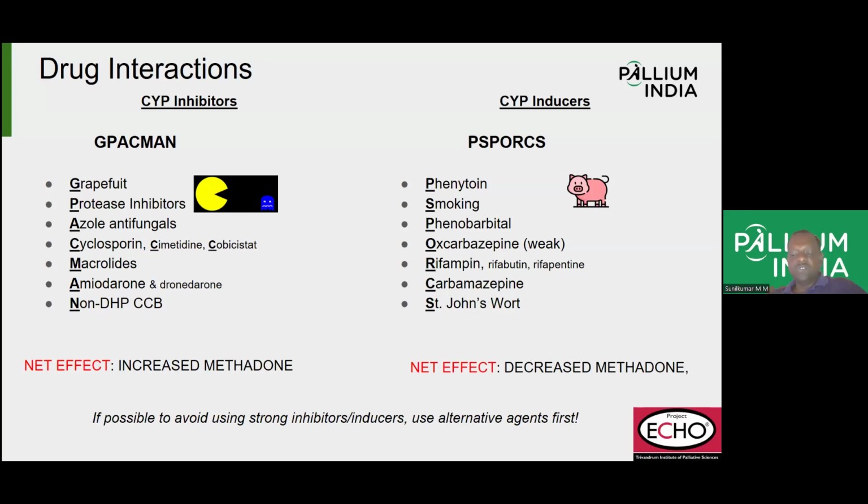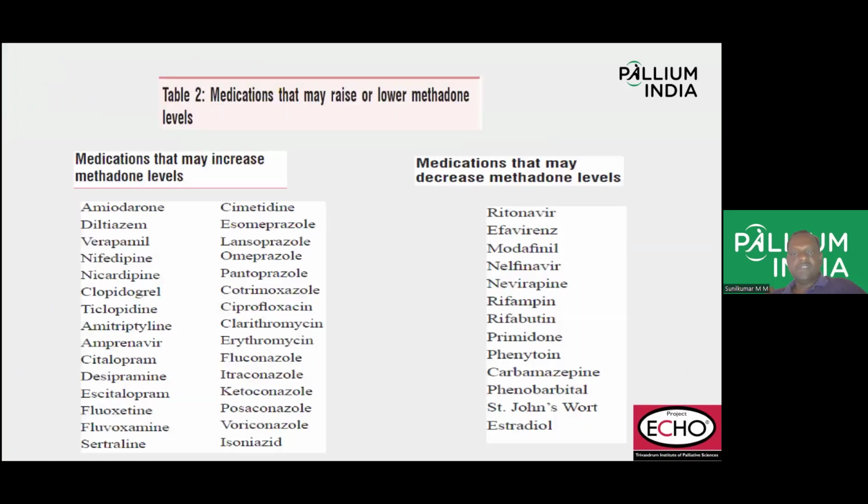These are not the only medications which are cytochrome P inducers or inhibitors. There are a lot of medications. So again, as I told you earlier, you have to take a printout of this and paste it somewhere if you are practicing with methadone.